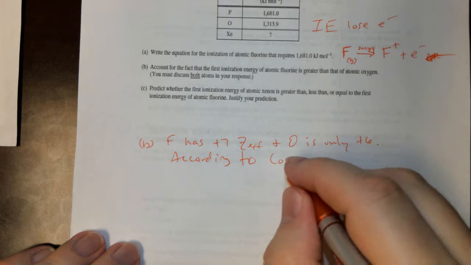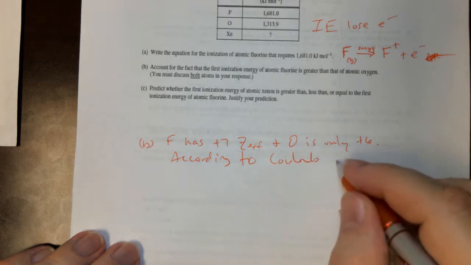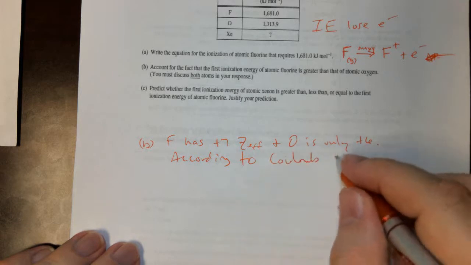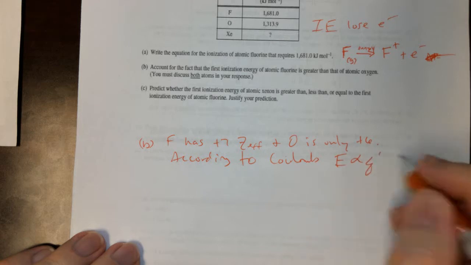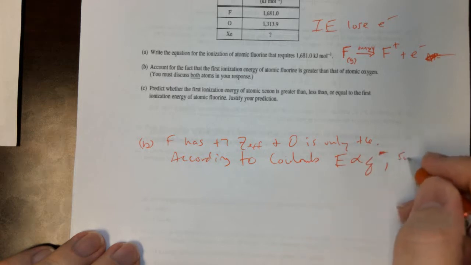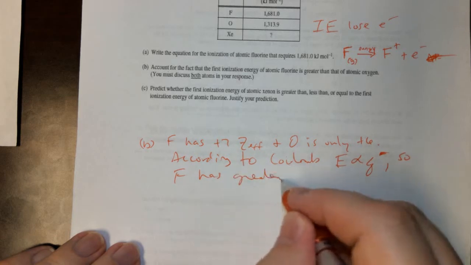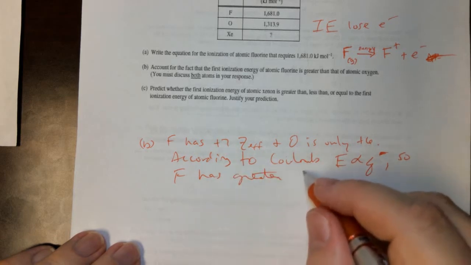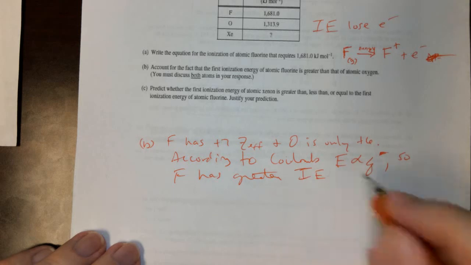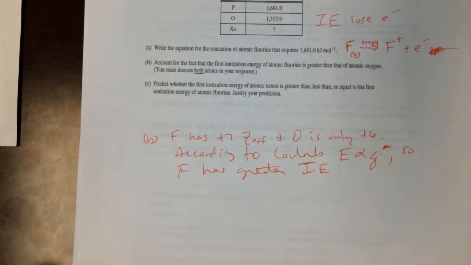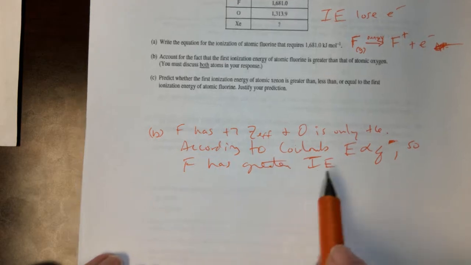According to Coulomb, energy is proportional to Q, so F has a greater ionization energy. Now there is actually more to this one that you do not have to write. This is what they're going for.